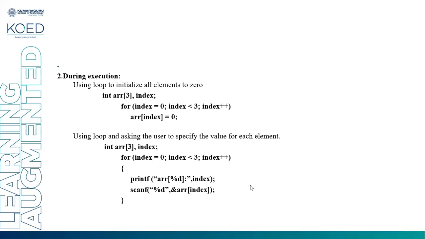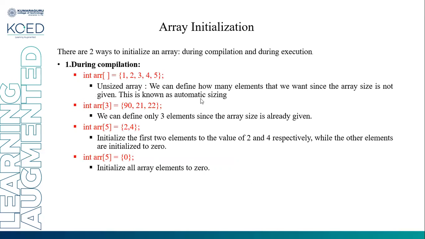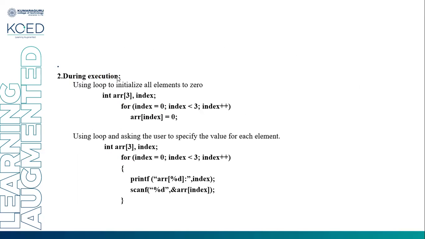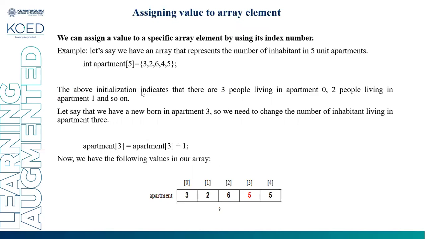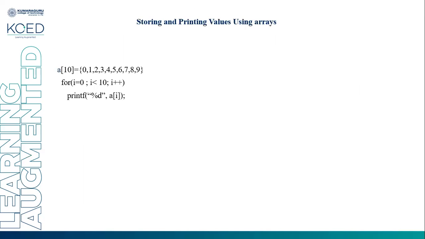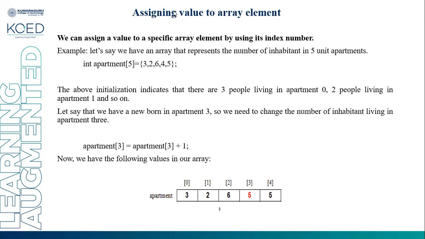So this is the way, by writing a code, we are able to initialize the values to an array. This is initialization during execution. So we can initialize the values during compilation, and we are able to initialize the values during execution. And we are able to assign values to the array.